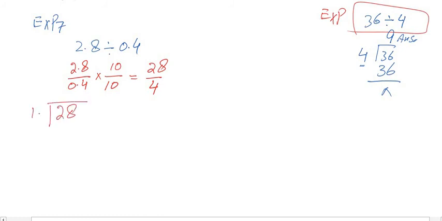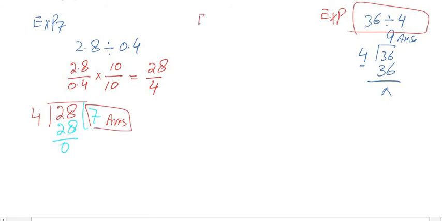28 divided by 4. Now multiply by the number which can give you 28 or less than that. So what is that number? 7 times 4 gives you 28. So 0 is left here. So the answer is 7.